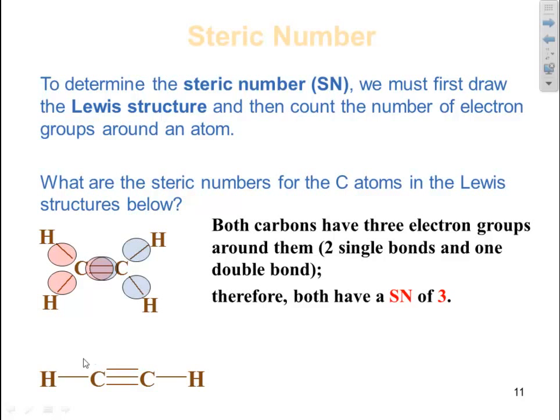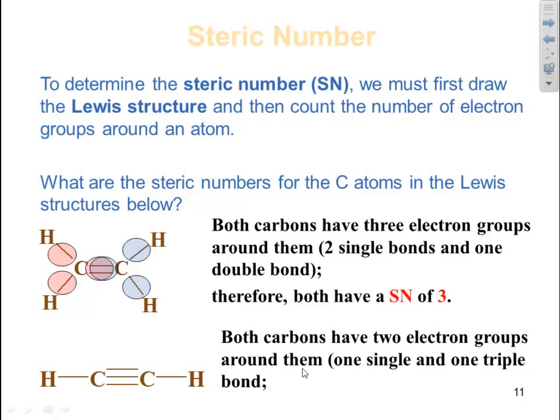Let's look at the next example. We have one region between this carbon and hydrogen, then we have one between the two carbons. Once again, this is a triple bond, but that counts as one region. So this only has 2 for both carbons. Both carbons have 2 electron groups around them, one single and one triple bond. 2 around this carbon and 2 around the other carbon. Steric number in both cases in this example is 2.